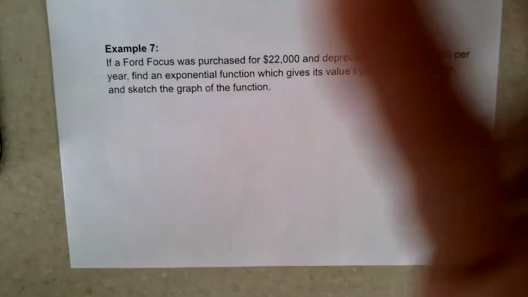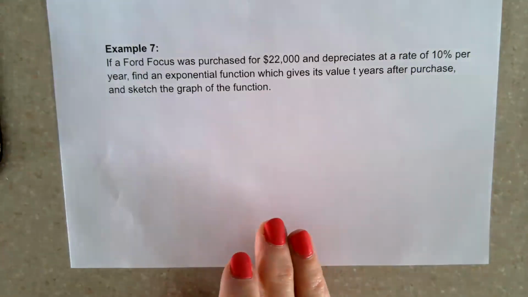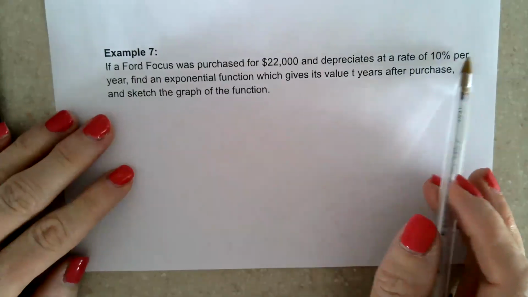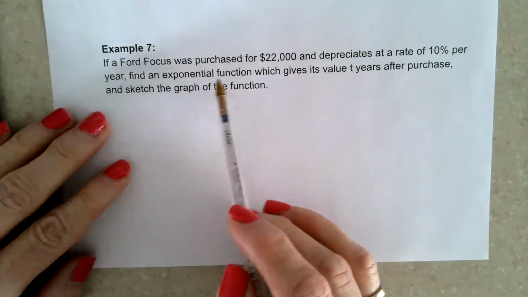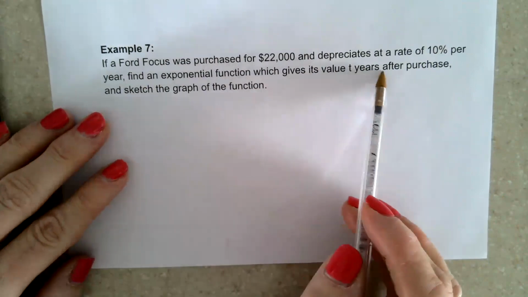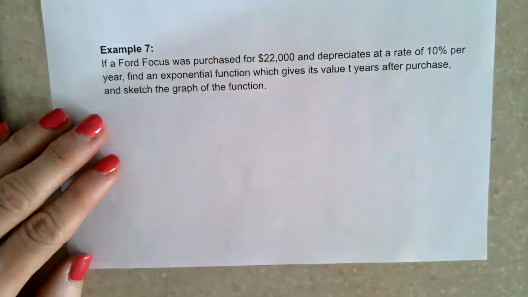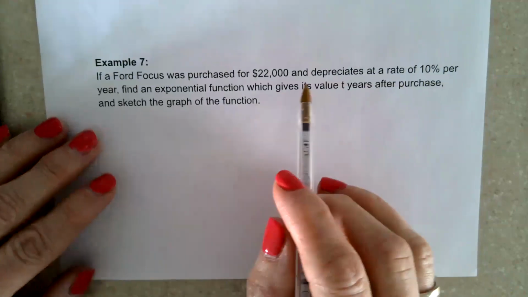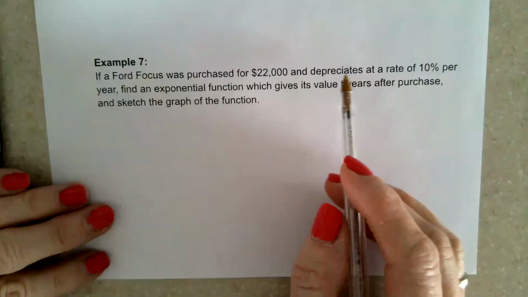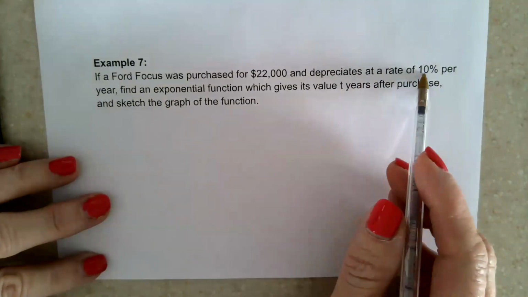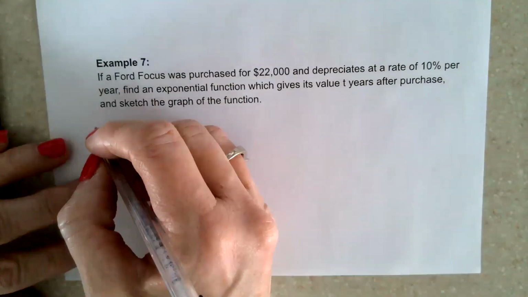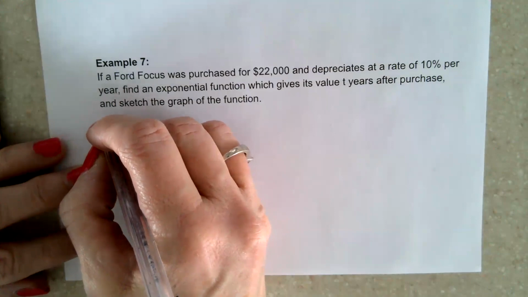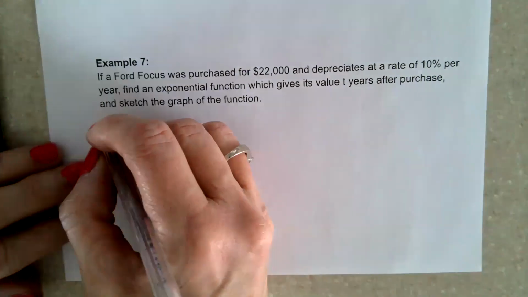Example 7. It says if a Ford Focus was purchased for $22,000 and depreciates at a rate of 10% per year, find an exponential function which gives its value t years after purchase and sketch the graph of the function. Okay, this is a little different because we're not actually growing, we're decreasing, and it's decreasing by a rate of 10%.